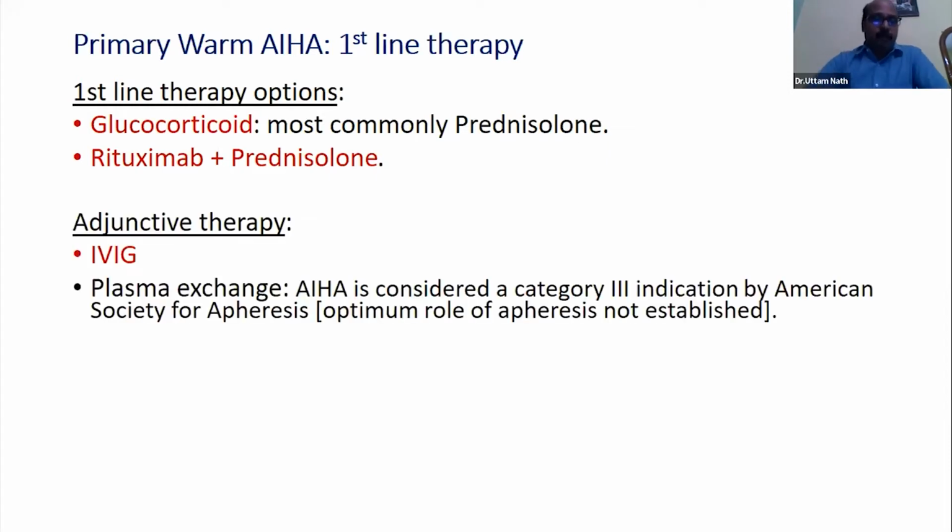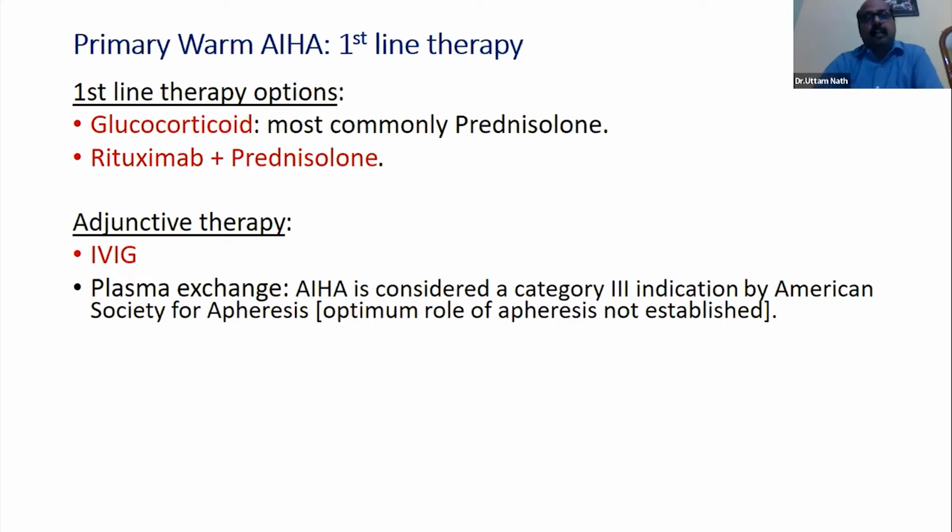What are the adjunctive therapies? IVIG, although it's not as effective as in ITP, immune thrombocytopenia, is an important adjunctive treatment. In patients with severe AIHA, we can go for IVIG. In patients with life-threatening hemolysis due to AIHA, warm or cold, we can go for IVIG. However, higher doses of IVIG are required.